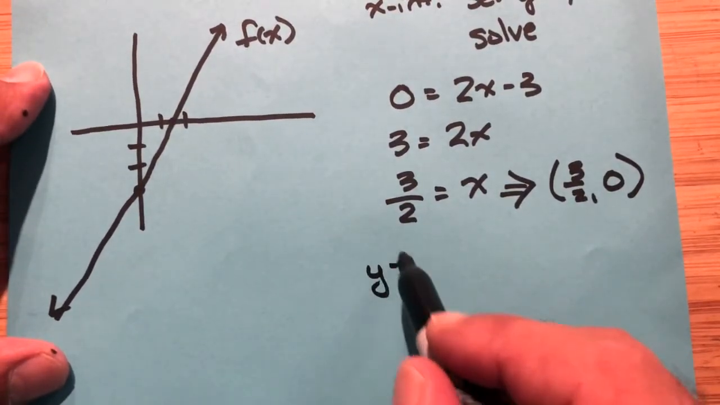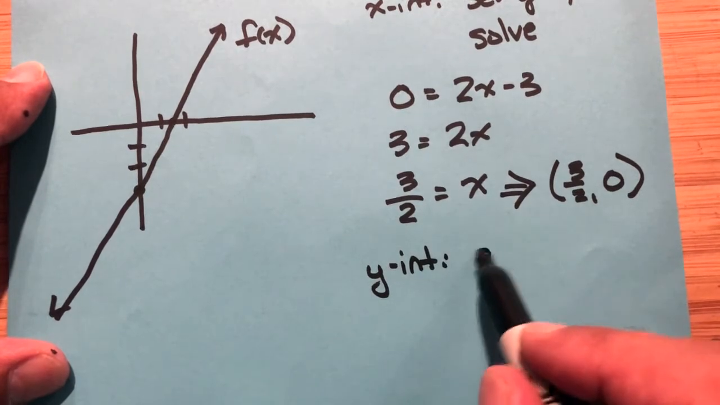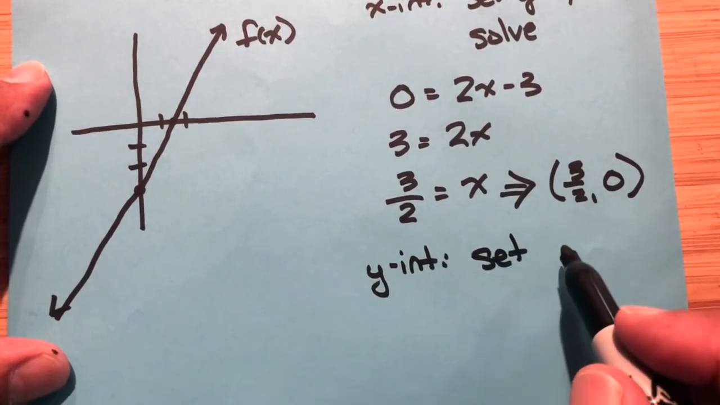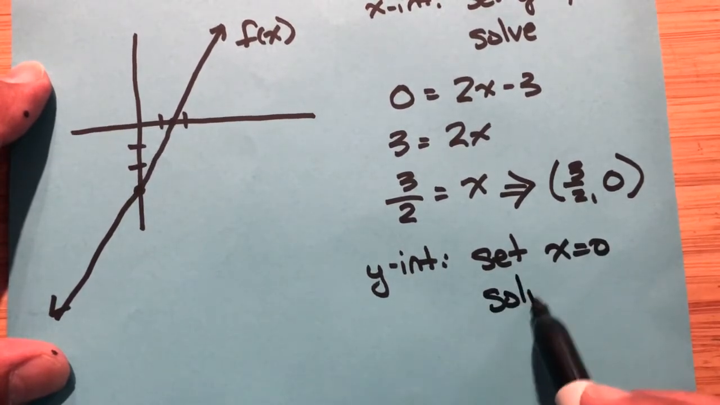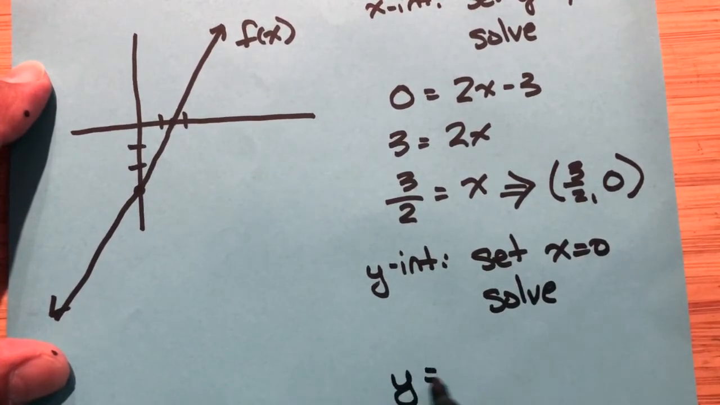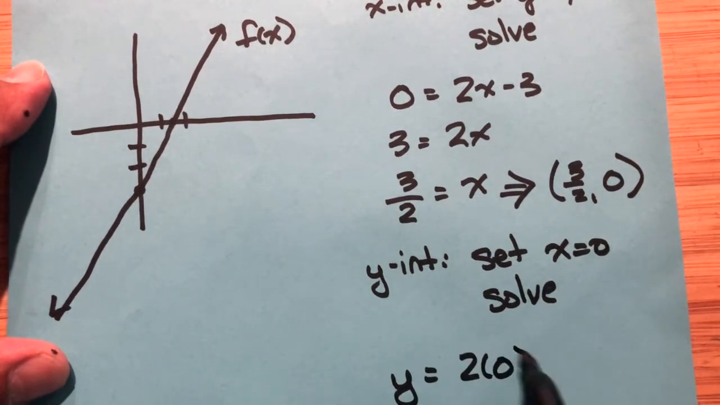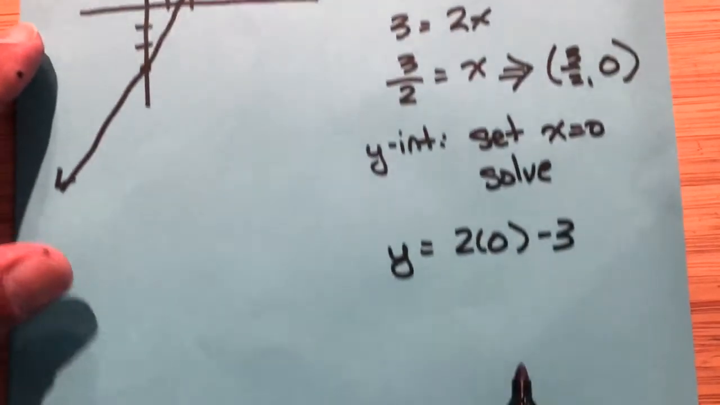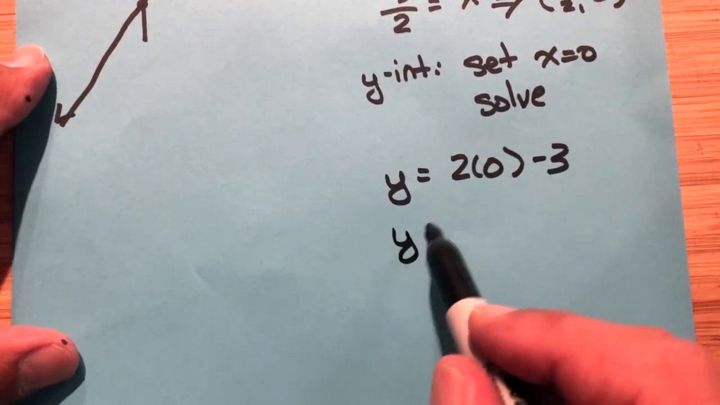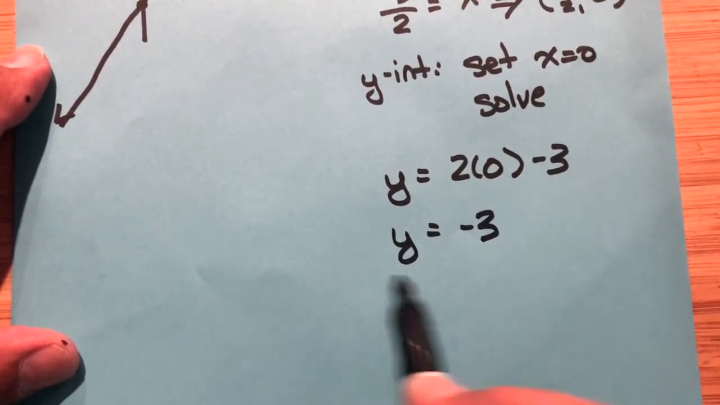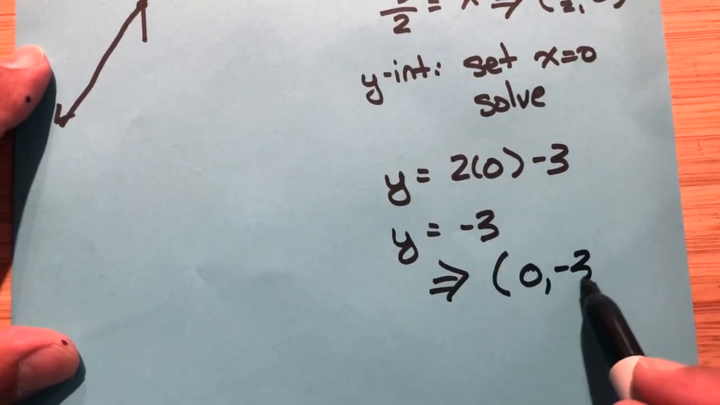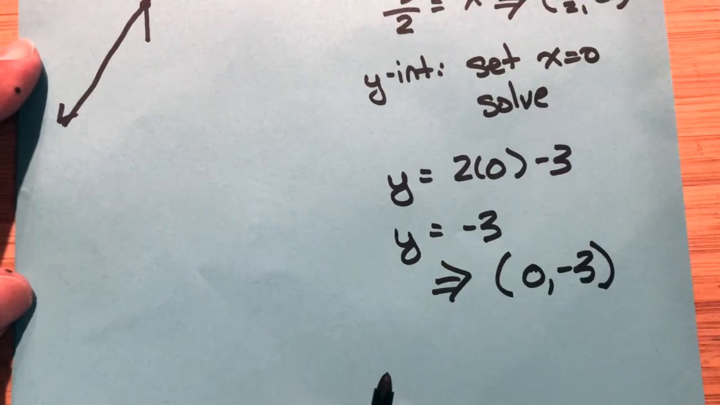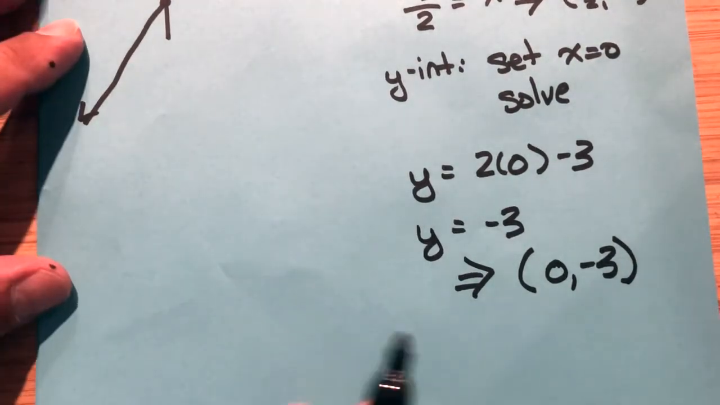For the y-intercept, instead of setting y to 0, we're going to set x to 0 and solve. So now y equals 2 times 0 minus 3. Y simply equals negative 3. So the y-intercept occurs at 0, negative 3. Something that's very interesting about how we're doing this is it leads us into function evaluation.